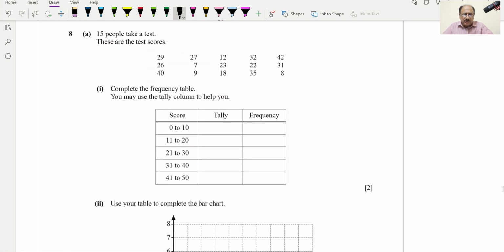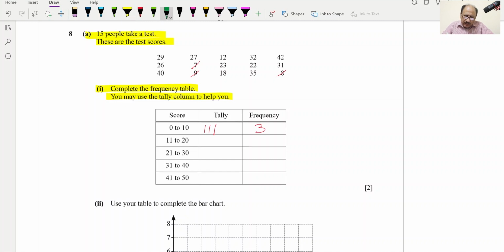And now question number 8. Question number 8 says, A part, 15 people take a test. These are the test scores provided. Complete the frequency table. You must use the tally column to help you. So in the tally column, we can check from 0 to 10: 7, 9, and what else, 8 also there. So the frequency will be 3.